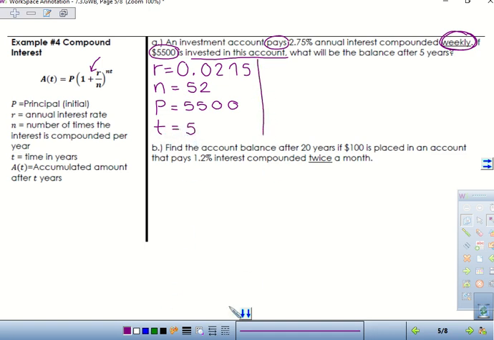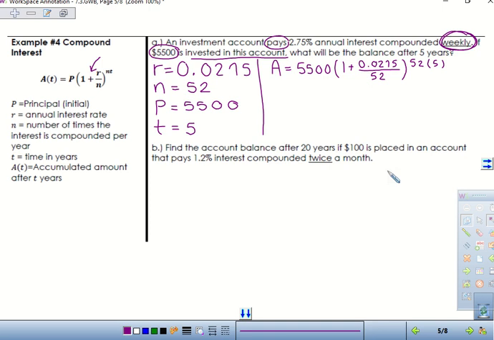So now that we have all that information, we're going to plug into the formula. So A equals P times 1 plus r over n to the power of n times 5. So this is obviously a little bit more calculations that you're going to do in the calculator.